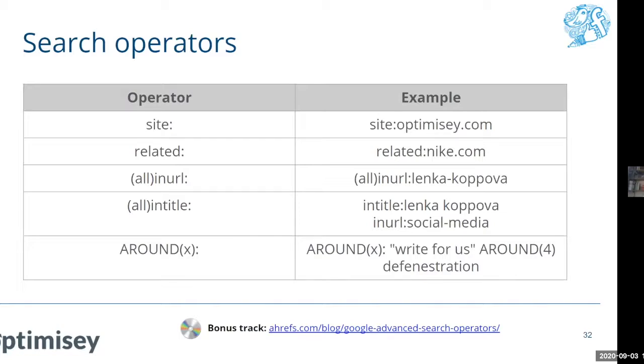If some of you are really small, like one or two person businesses, Google might not have some related things, but related businesses to Nike will come back with Reebok and Adidas and Sports Direct, those kinds of things. So it's an interesting way for you to see who Google associates you with, what kind of businesses Google thinks you're like. You can do inurl, so you can find in URL.